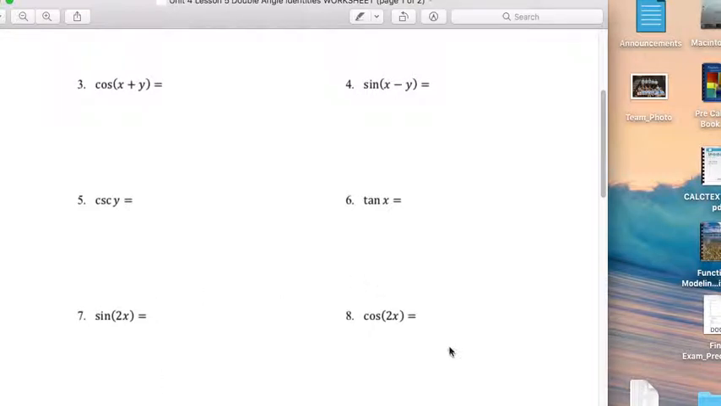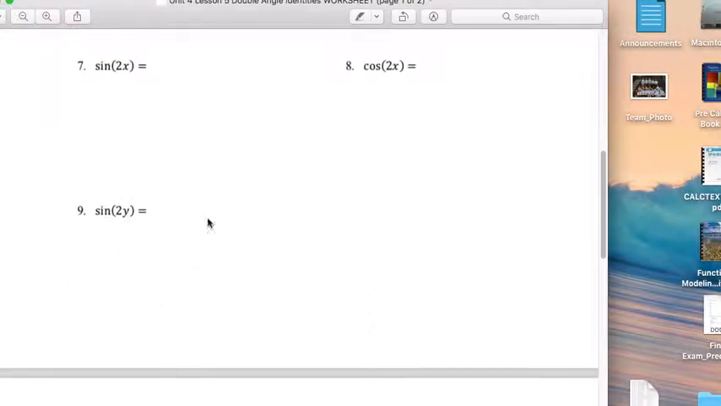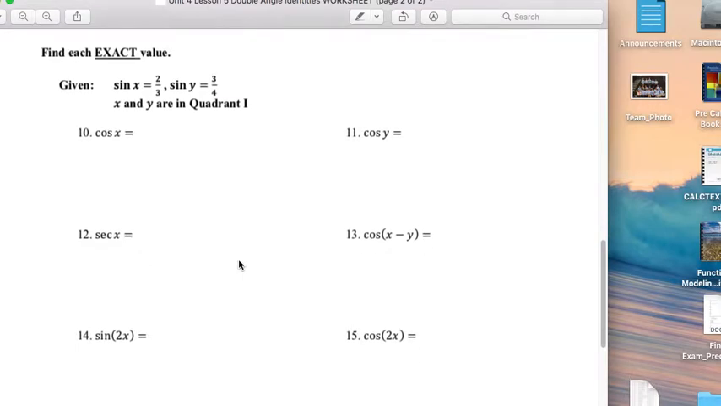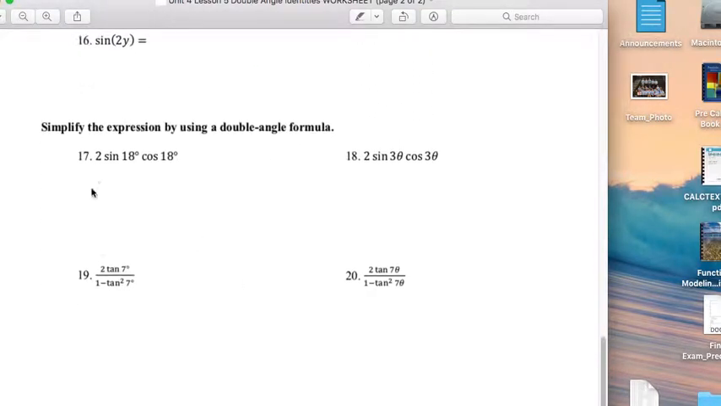Then here you'd use your double angle formula. Here, double angle formula again. And then repeat the process. Okay, and this is the going back part.